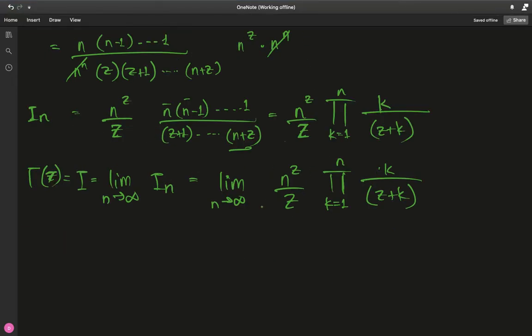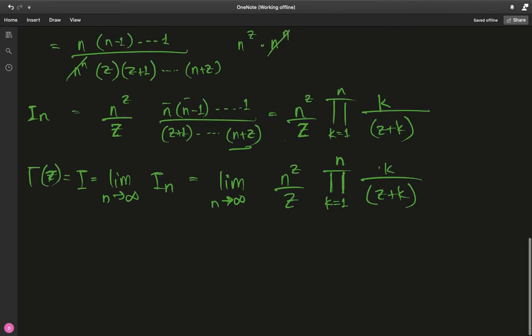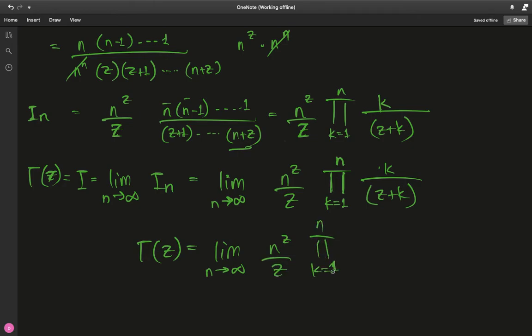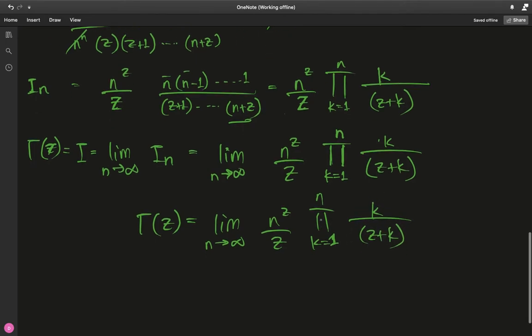And although at first this may look like it is diverging to infinity, because if you take the limit over here, it's like infinity to the zth power, which is like exponential infinity. It ideally should be diverging big time, but it's not. It actually converges to gamma of z. So the limit as n goes to infinity of n to the z over z, and product from k equals 1 to n of k over z plus k. And this is what we call the Gauss representation of gamma.